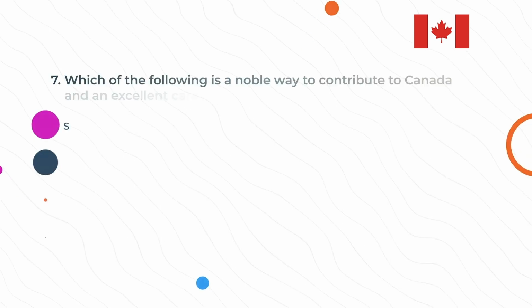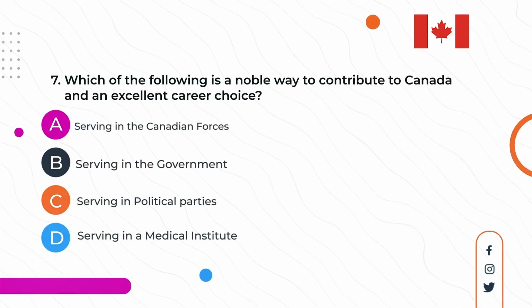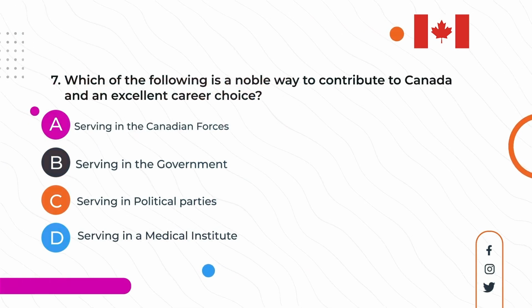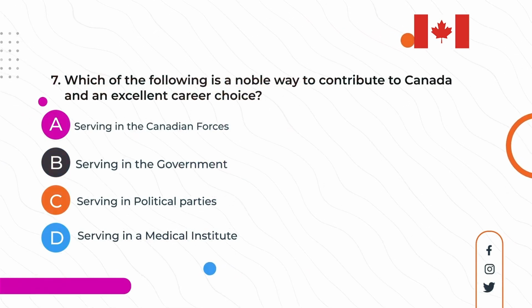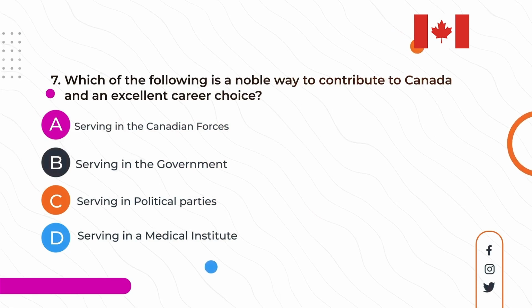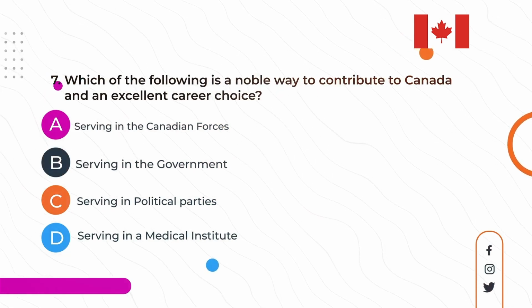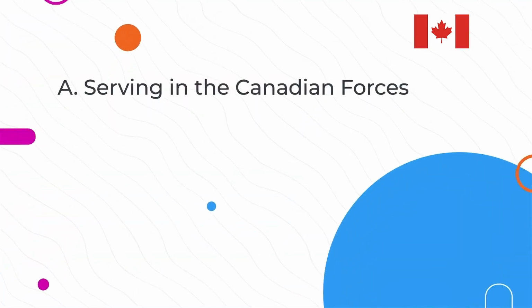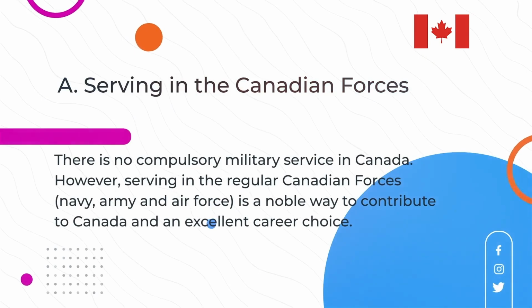Number 7. Which of the following is a noble way to contribute to Canada and an excellent career choice? A. Serving in the Canadian forces. B. Serving in the government. C. Serving in political parties. D. Serving in a medical institute. Answer: A. Serving in the Canadian forces.